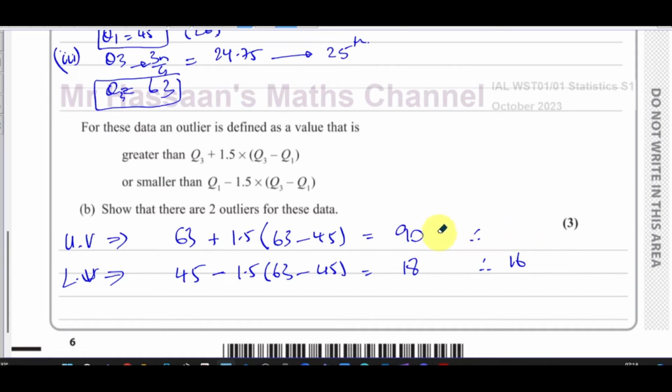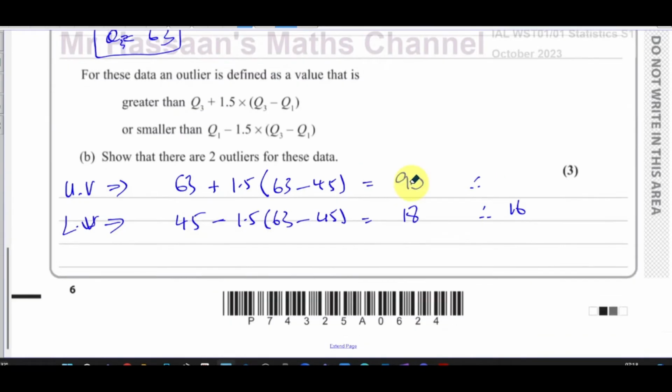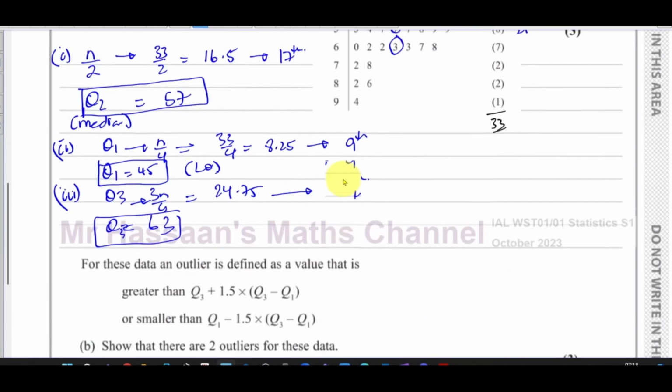Okay, and for the top one, we have to have anything above 90. The highest is 94. Okay, so therefore we can say 94 is an outlier. So therefore we can see there are 2 outliers, as an answer to show 16 and 94. Okay, so there's the answer to part B of this question.